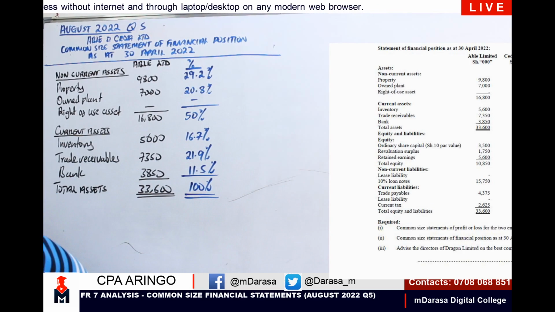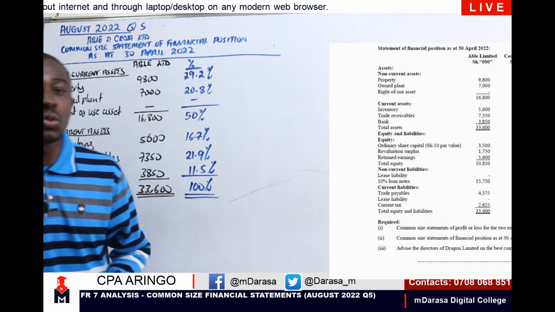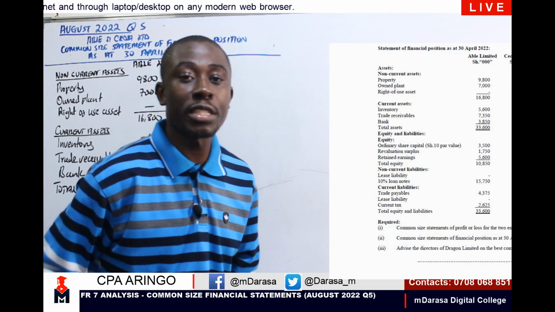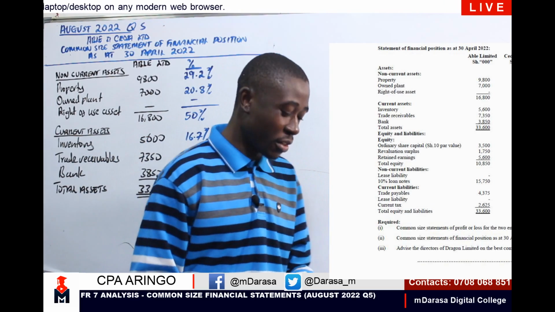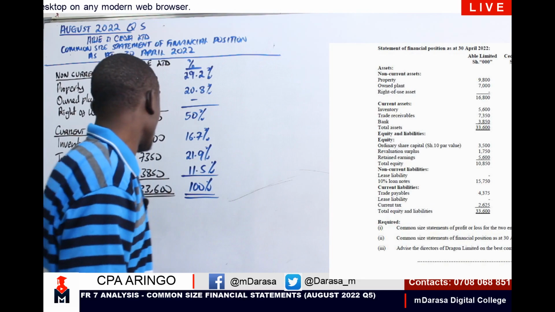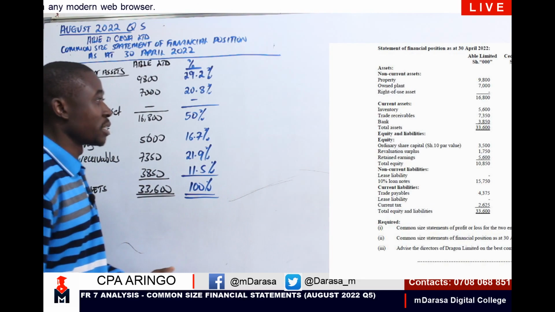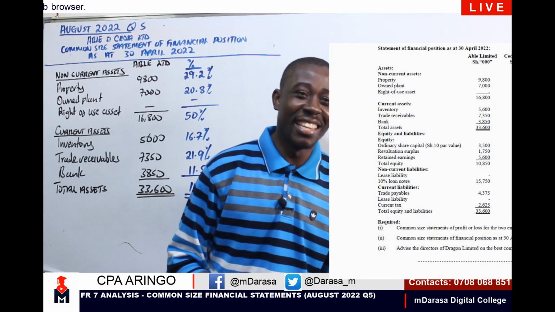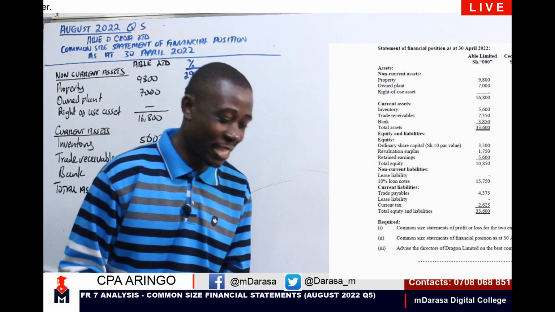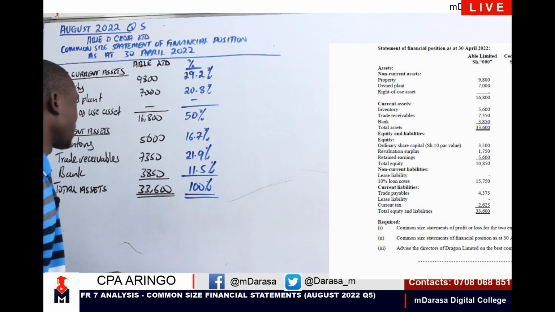Let us proceed to our liabilities. The same concept, my good students, will apply. That's why I'm saying that the common size concept is very, very easy. And that's why Mwalimu was saying that whenever our students are for M Darasa, they are just smiling. And they know the reason why they are smiling, right?